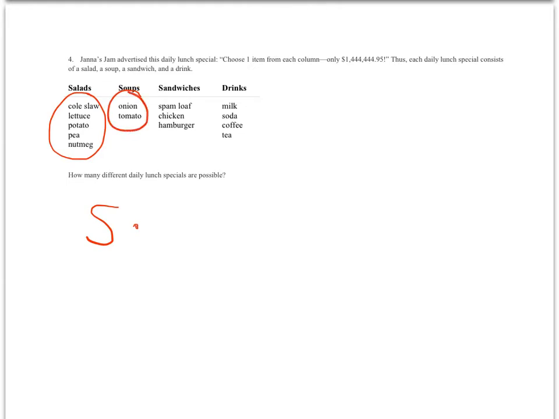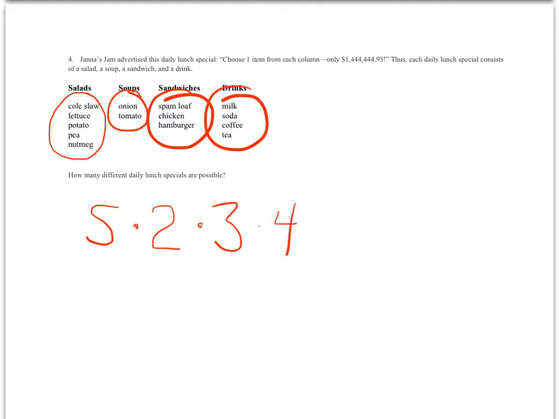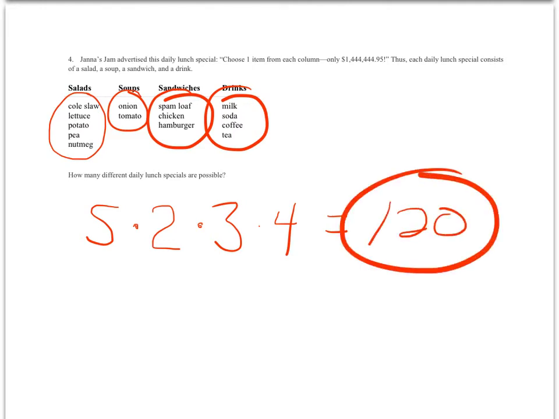We have 2 combinations for soups. We have 3 combinations for sandwiches, and we have 4 combinations for drinks. I think this is called the fundamental counting principle of probability. Could be wrong. Seldom am I, though. If you multiply those together, using a calculator, you get 120 combinations.